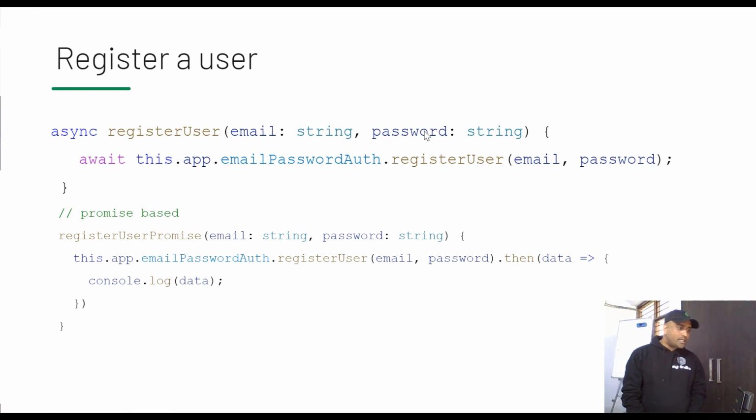Now to register a user, again, just one line of code: this.app.emailPasswordAuth.registerUser, passing email and password. You can do it either like this, or you can use a normal promise as well. What I'm just trying to show you is that you can do that also in the bottom. Again, it's just one line of code.